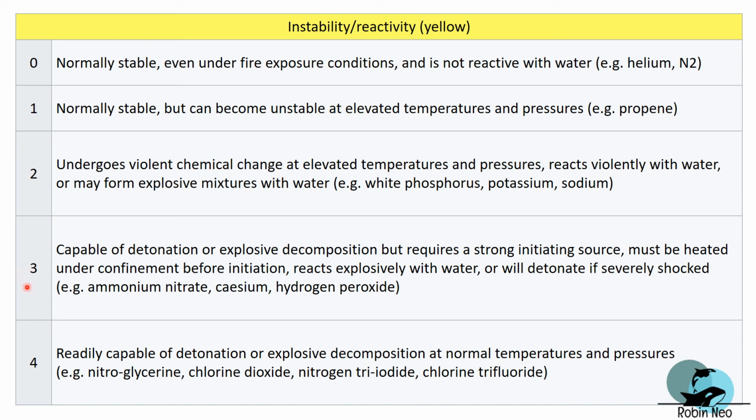3 rating is given to substances which are capable of detonation or explosive decomposition but requires a strong initiating source. They must be heated under confinement before initiation. They react explosively with water, or will detonate if severely shocked. Examples of these are ammonium nitrate, cesium, and hydrogen peroxide. The unstoppable 4 means the marked substance or chemical is readily capable of detonation or explosive decomposition at normal temperatures and pressures. Examples of these capable bombs are nitroglycerin, chlorine dioxide, nitrogen triiodide, and chlorine trifluoride.